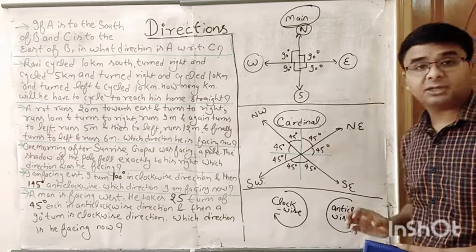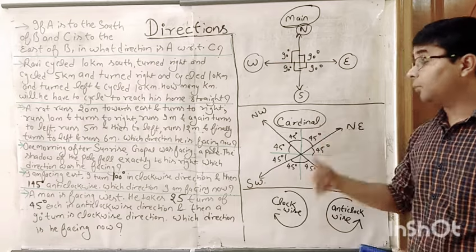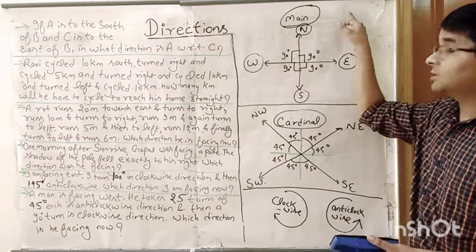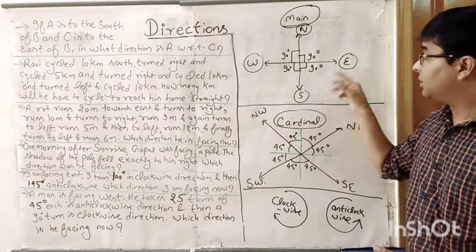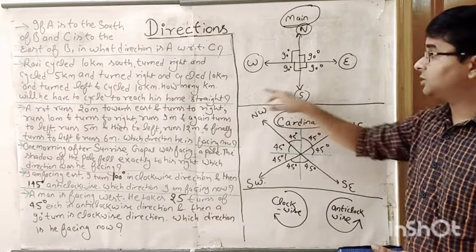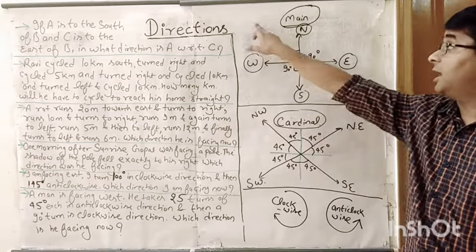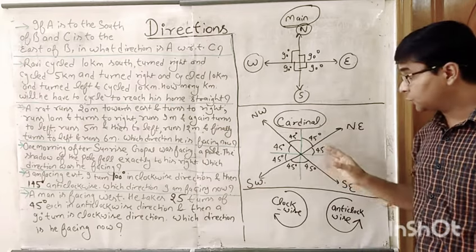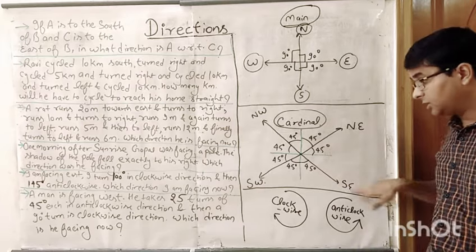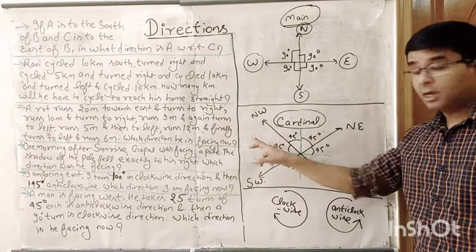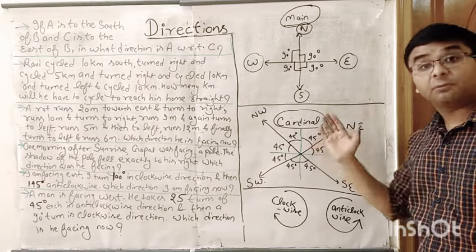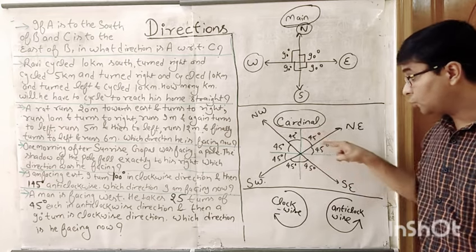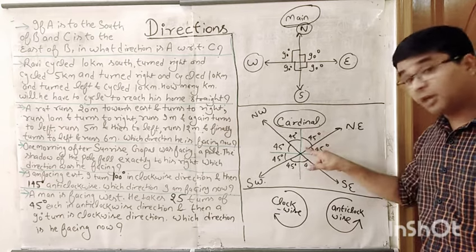The next one is the diagram of the cardinal directions. What are cardinal directions? Every direction between north and east, that is northeast, is a cardinal direction. Similarly, between south and east, southeast, then southwest, and northwest. The in-between directions are called cardinal directions. Each of them is 45 degrees apart from the main direction. The angle from the main direction north to the cardinal direction northeast is 45 degrees, and so on for everything.